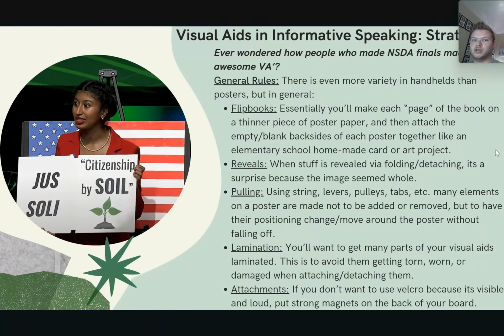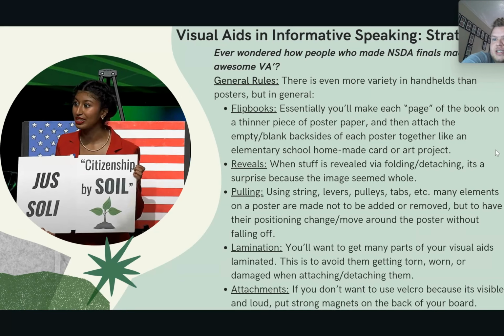So now we're going to talk about the strategy behind visual aids in informative speaking and how we make some of these amazing things that you've seen in finals. The first kind that we'll talk about is making flip books, where essentially you either on a poster or on a handheld have a series of posters on thinner poster paper that you layer on top of each other, connecting the back blank sides together so that you can open them up and get multiple different full-sized picture posters off of one main board or a piece of cardboard.